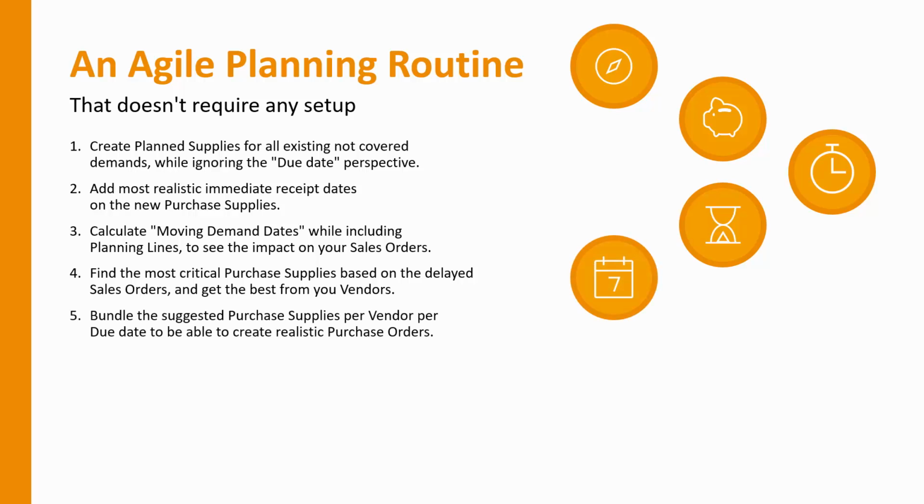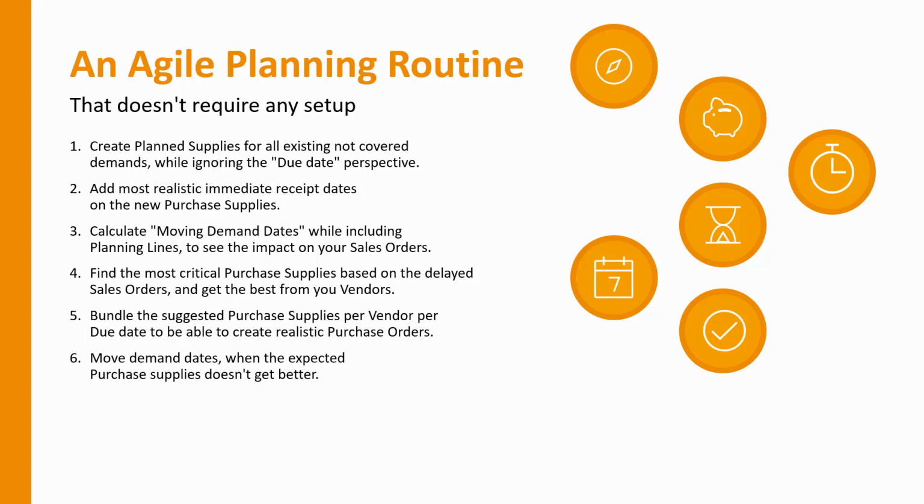And next, you will bundle the purchase supplies still in your planning journal, so that instead of many different dates per vendor, you will bundle them per realistic due date. So you will make maybe several purchase orders per vendor, but not as many as you have different lines. And thereby you will bundle the purchase supplies in a way that makes sense in real life.